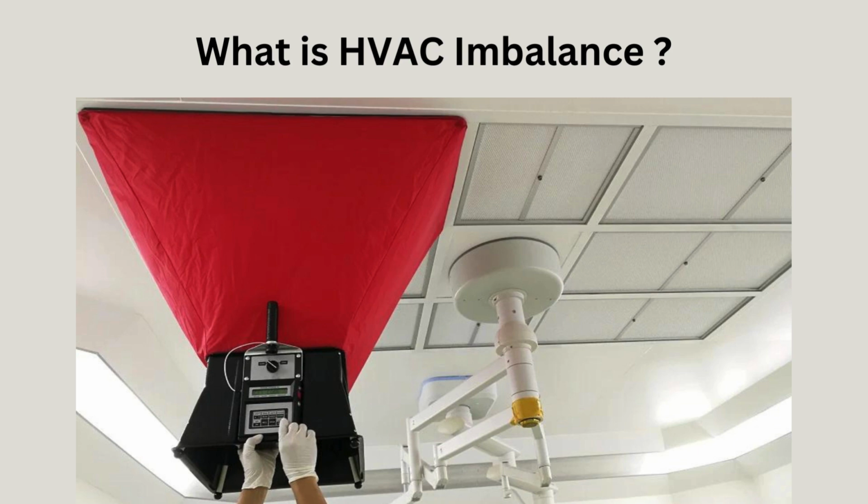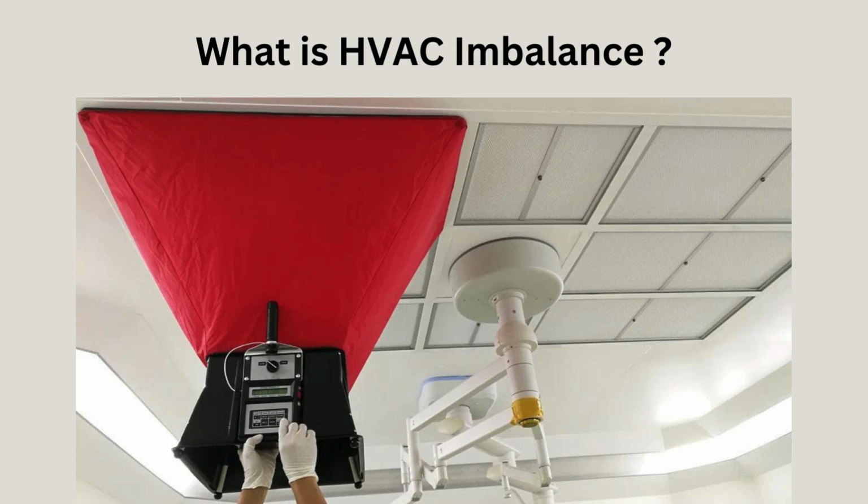Causes of HVAC ventilation imbalance. There are a number of factors that can cause HVAC ventilation imbalance, including improperly installed or sized ducts. The ducts that carry air from the HVAC system to the vents need to be properly sized and installed to ensure even airflow distribution. If the ducts are too small, they will not be able to carry enough air, and if they are too large, the airflow will be uneven.